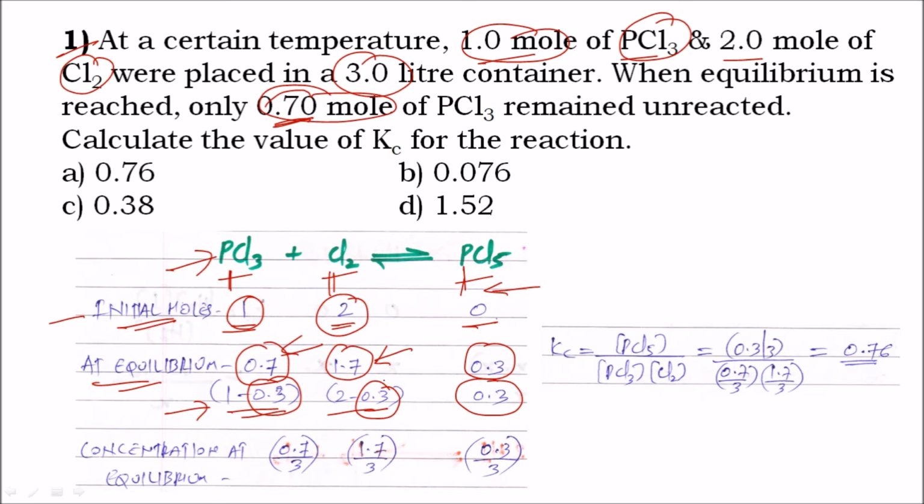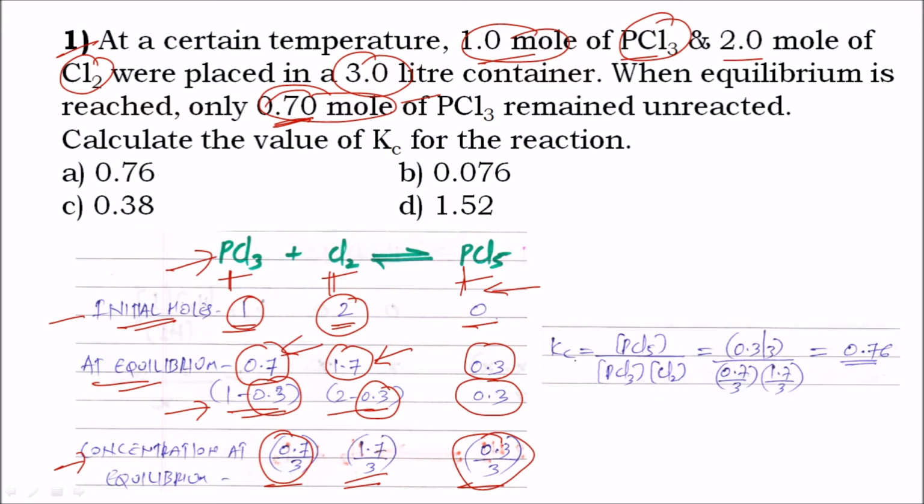Now we can use these equilibrium moles to find concentration. The number of moles we know, and we know the volume also. The container is 3 liter, so we can easily find the concentration. Concentration is number of moles by volume, that is molarity. So for PCl3 it is 0.7 by 3, for chlorine it is 1.7 by 3, and for PCl5 it is 0.3 by 3. So we got the concentrations at equilibrium.